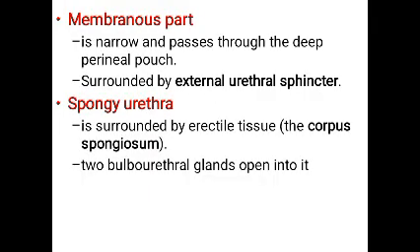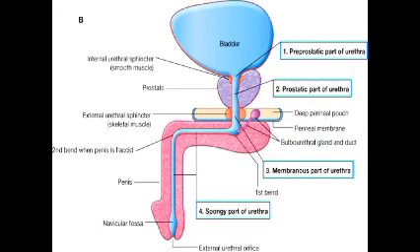The membranous part is narrow and passes through the deep perineal pouch, surrounded by the external urethral sphincter. The spongy urethra is surrounded by erectile tissue, the corpus spongiosum. Two bulbourethral glands open into it. This is just like the diagram.